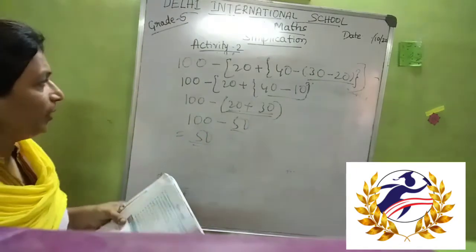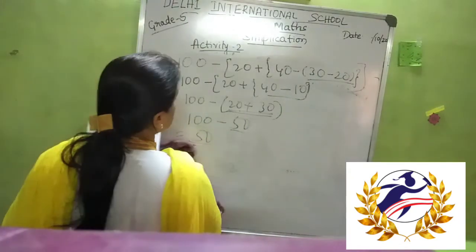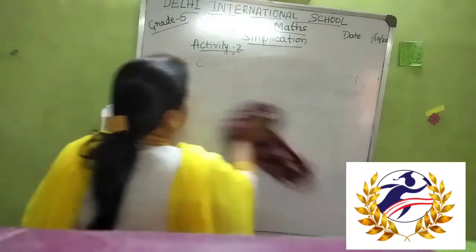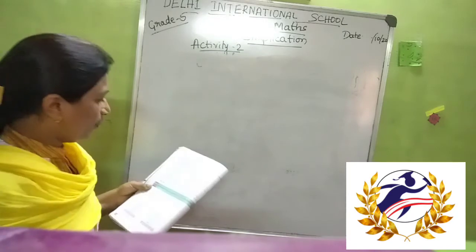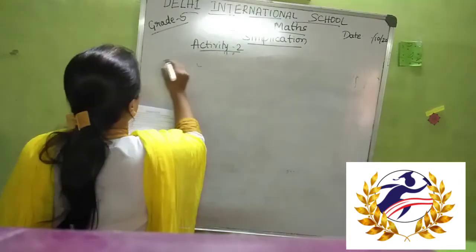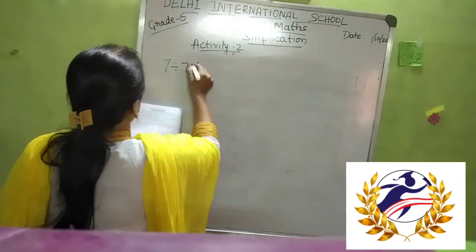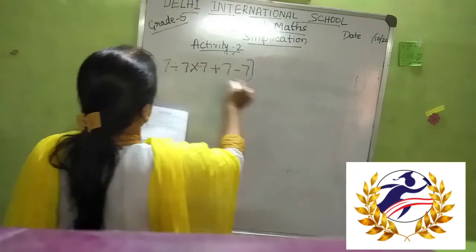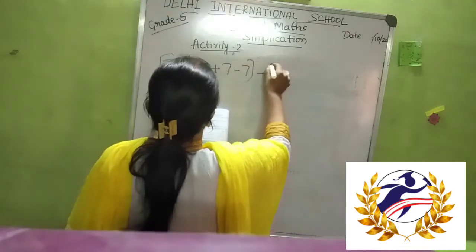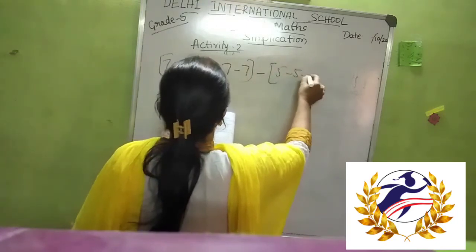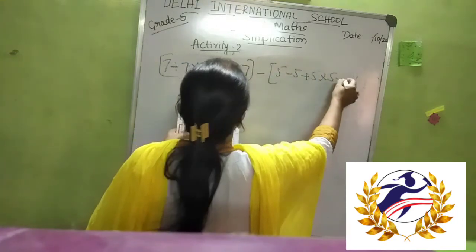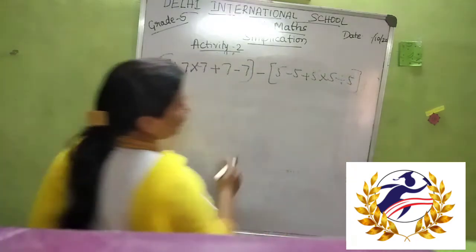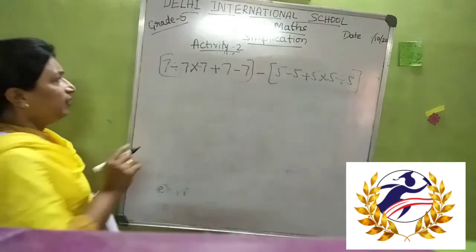Like this, we need to do step by step. We need to do this problem step by step. And then I will take another problem. So then 7 divided by 7 into 7 plus 7 minus 7, minus 5 minus 5 plus 5 into 5 divided by 5. So this is a very lengthy problem which includes only the numbers 7 and 5.